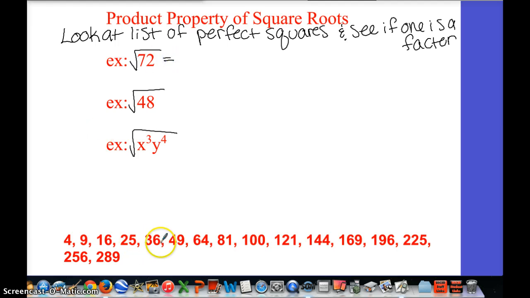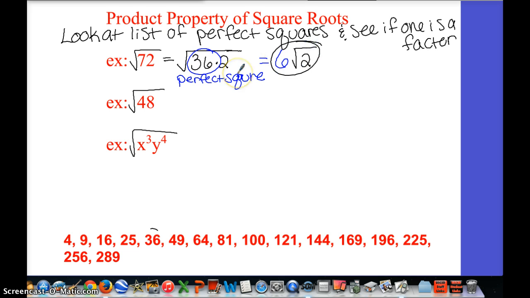Well, isn't 36 going to 72? Isn't 36 a factor of 72? Well, yeah, it's the square root of 36 times 2. Well, now, I always like to circle it. 36 is the perfect square. Let's take the square root of it. The square root of 36 is 6. We can't take the square root of 2, so it's 6 root 2.